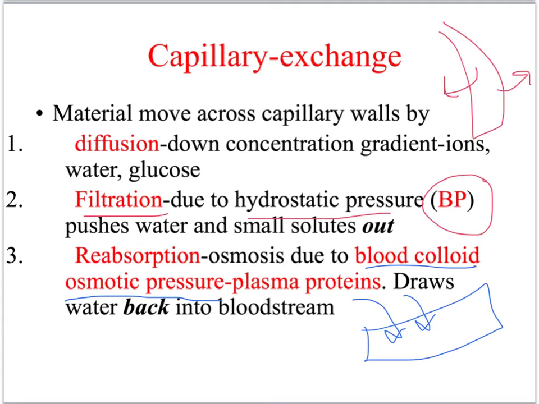Remember that these capillary walls are so thin that fluids and ions, these really small molecules, and things that are diffusible, things that are soluble in lipids, will move back and forth very freely. Plasma proteins are too big. So under a normal situation, plasma proteins are going to be trapped inside the blood vessel walls. And that's a fortunate thing because that's what's going to be giving us that blood colloid osmotic pressure.